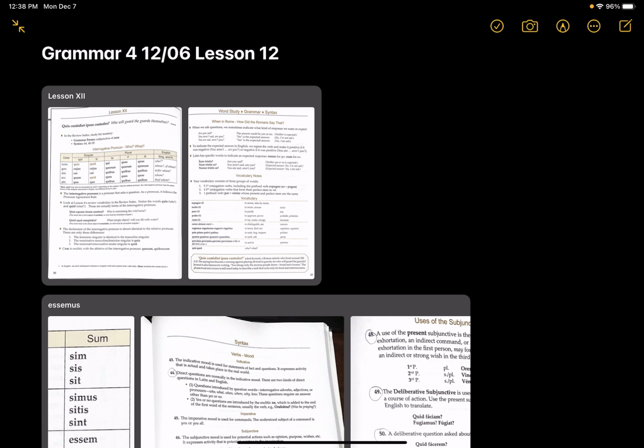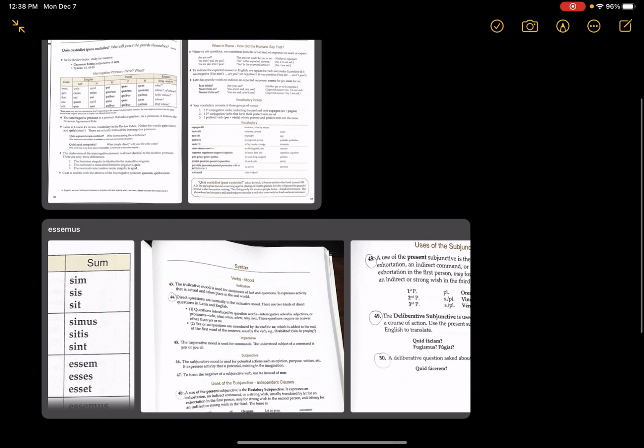Hello everyone, this is Grammar 4's lecture for 1206 over lesson 12. So in this lesson, the review index is subjunctive of sum and syntax 44 and 48 through 50. So let's look at those first.